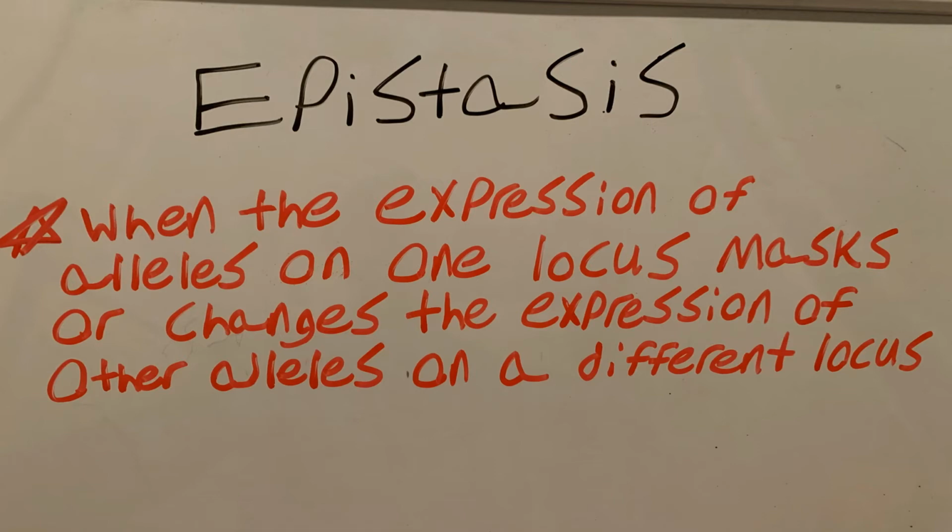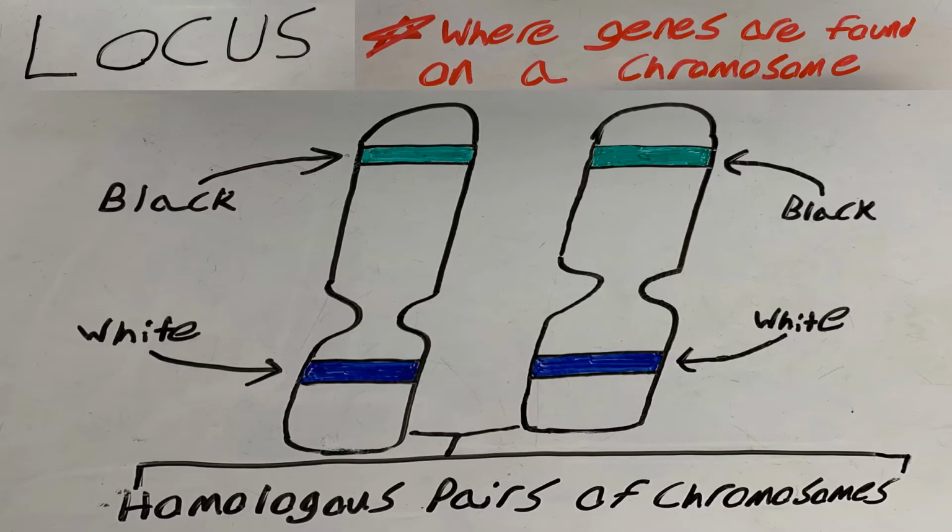Welcome. Epistasis is when the expression of alleles on one locus masks or changes the expression of other alleles on a different locus. For those of you that are new to science, a locus is where genes are found on a chromosome.